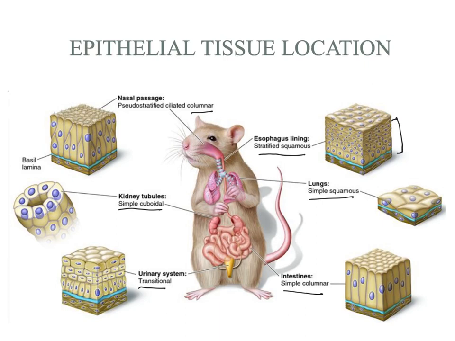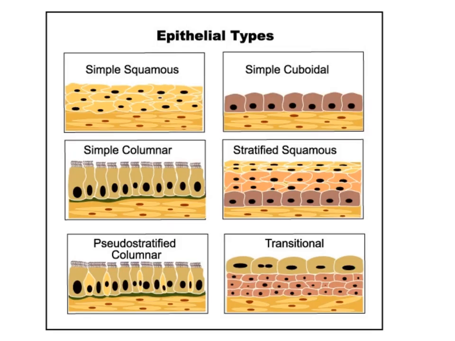Let's go a little bit more into the actual shapes. All right, so epithelial types, simple squamous. It almost looks like squished cells here. And then you've got simple cuboidal, and they almost look like a cube. Your simple columnar, again, where you would find the lining of the intestines, look like columns.